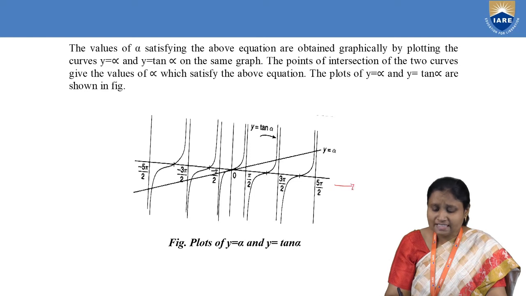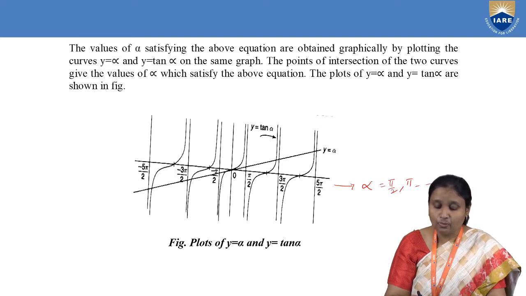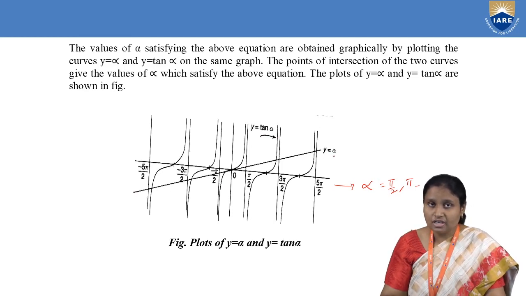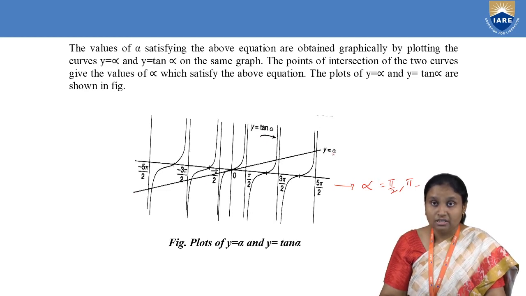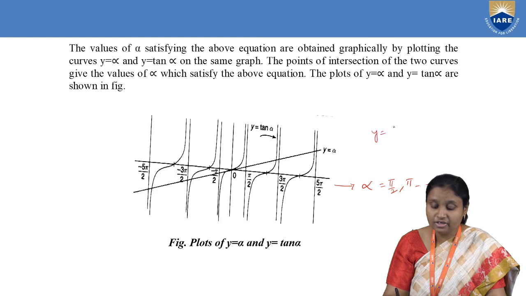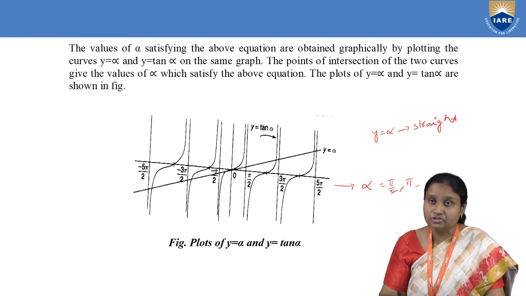Now, on the x-axis, I have taken alpha. So what are the values of alpha? Alpha can be pi by 2, then pi, 3 pi by 2, and so on. Now first I am going to take y is equal to alpha. So this is my y is equal to alpha curve. We know that it's a straight line equation which is passing through the origin. And what are the values of alpha I'm taking on the x-axis? They are multiples of pi.